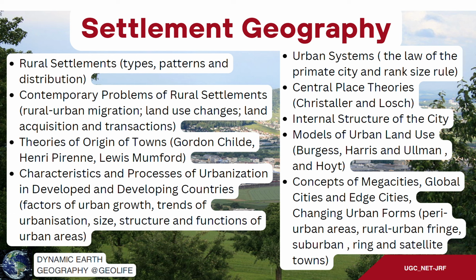Then the concept of megacities and global cities and edge cities, and changing urban forms like peri-urban areas, rural urban fringes, then suburbs and rings and satellite towns are also important concepts that you need to know in settlement geography. And simply you need to know about the terminologies which belong to rural and urban areas. So then social segregation in cities, then urban social area analysis, manifestation of poverty in city, slums, informal sector growth, crime and social exclusion are also in settlement geography.